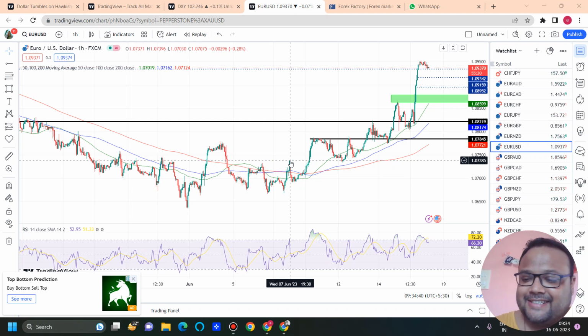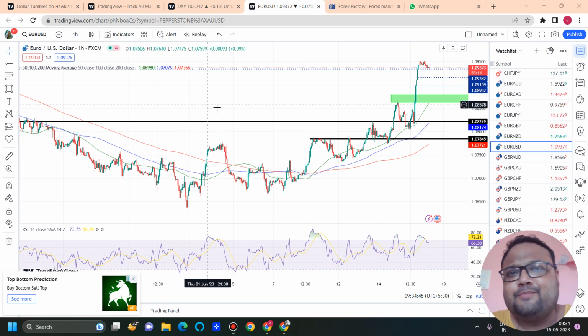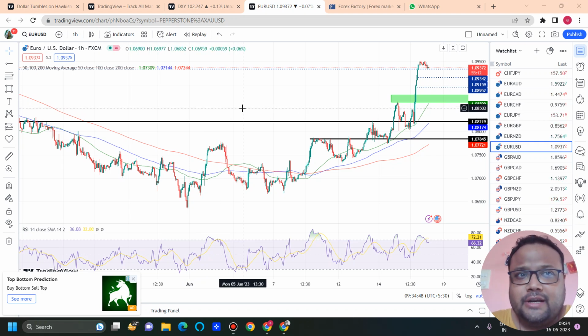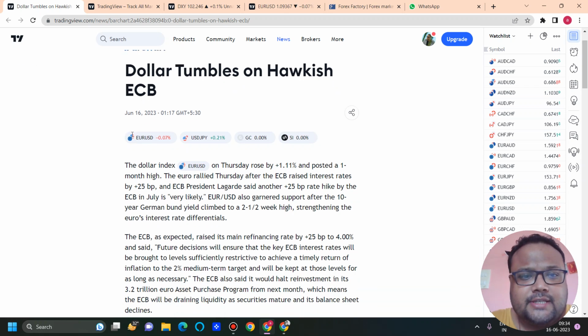So let's get started. My dear friends, this is the 1 hour chart of Euro USD and we got to see some crazy up move on the chart of Euro dollar yesterday. You can see here, dollar tumbles on hawkish ECB. The euro rallied Thursday after the ECB raised interest rates by 25 basis points.